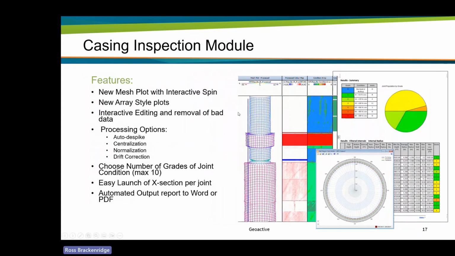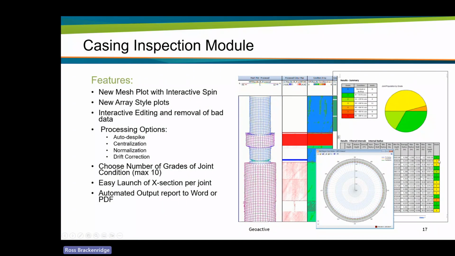So features of the module: we've got, as you've already seen, this interactive spinning log plot, which is really nice. We developed that especially for casing inspection. It's a combination of a 3D viewer, but it's actually part of the log plot as well. We can make these color maps, and each joint gets a grading. You can decide how many gradings you want. In this case we had 6, but you can have up to 10 different colors or grades.